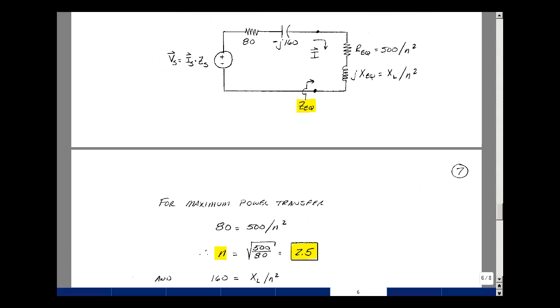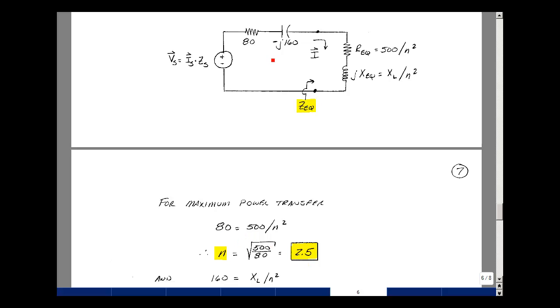As we showed in Chapter 16 on page 20, we get maximum power transfer when the load is the complex conjugate of the source impedance. So the real part would have to equal the real part, which would be 80 equals 500 over N squared, so we can then solve for N. It's going to be the square root of 500 divided by 80, and that's 2.5.